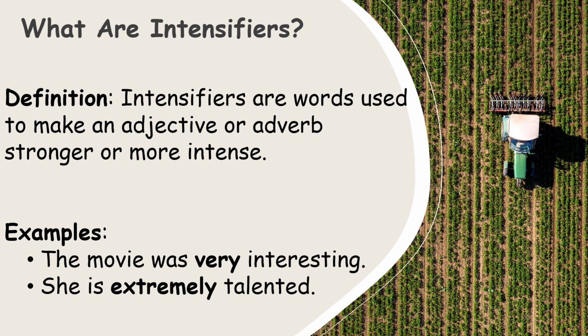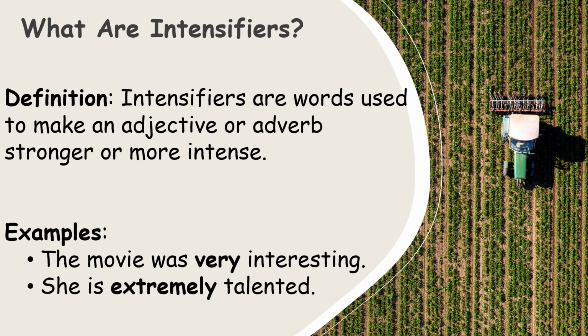For example, you see here, the movie was very interesting. Now here the subject is the movie and you have a helping verb here, was. And how was the movie? Interesting. Interesting is an adjective. How interesting? Very interesting. If you just say interesting, it's normal. But when you say very interesting, it means it was very, very good. So to make it stronger, we use intensifiers.